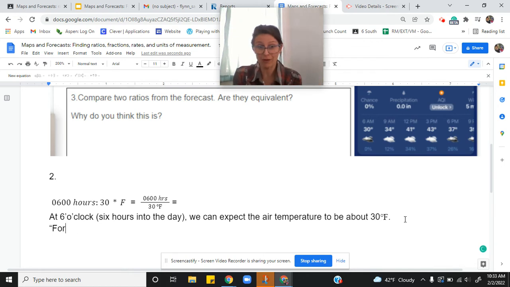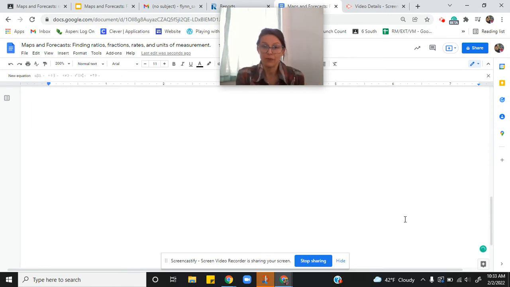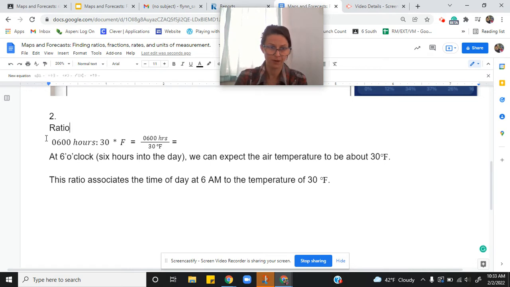So I'm deleting it. For every doesn't make sense here because this is not a rate, it's a ratio, which is kind of beautiful. I love that we're having this conversation. So since this is a ratio, it's just comparing, associating two quantities. So this ratio associates the time of day at 6 a.m. to the temperature of 30 degrees. It's not a rate. For every doesn't really make sense here. It's just telling us a stagnant moment in time. So let's repeat this for 9 o'clock, and then we will look at a rate. So this is a ratio. Okay.